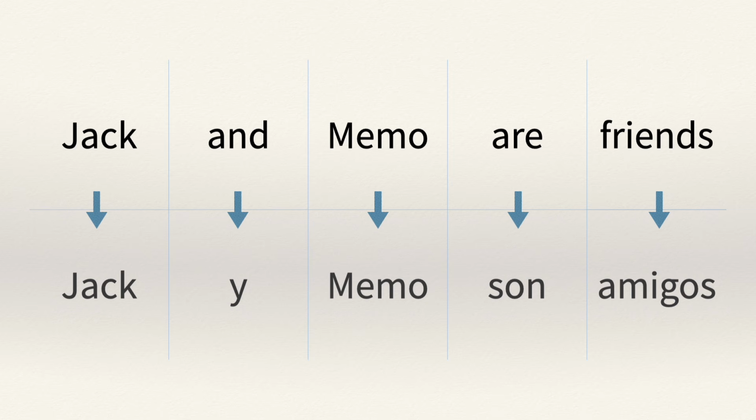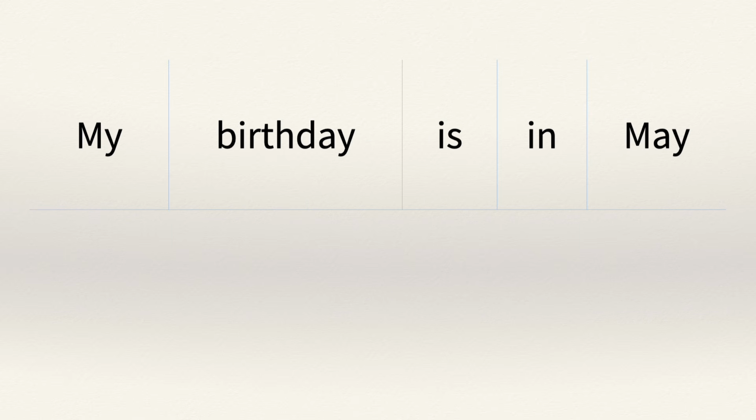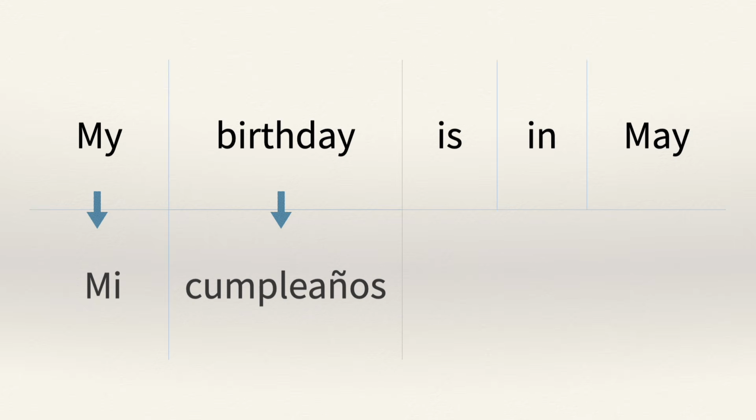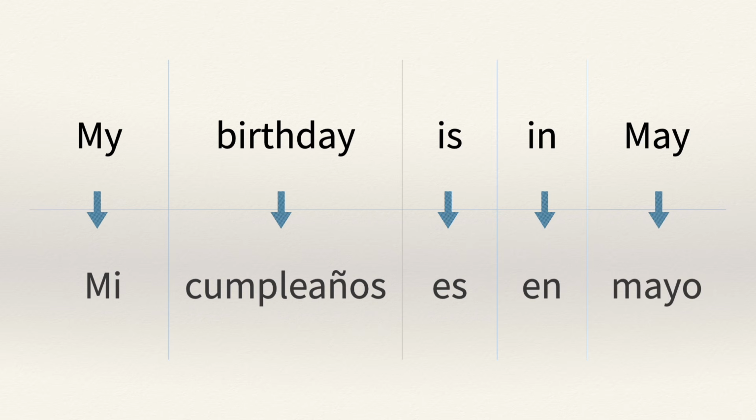So here we're conjugating are as son because we're talking about them. We're talking about they. Let's take a look at the next one. My birthday is in May. How do you say my? Mi. Birthday. Cumpleaños. We saw how to say is previously. Es. En. Mayo. Mi cumpleaños es en mayo.